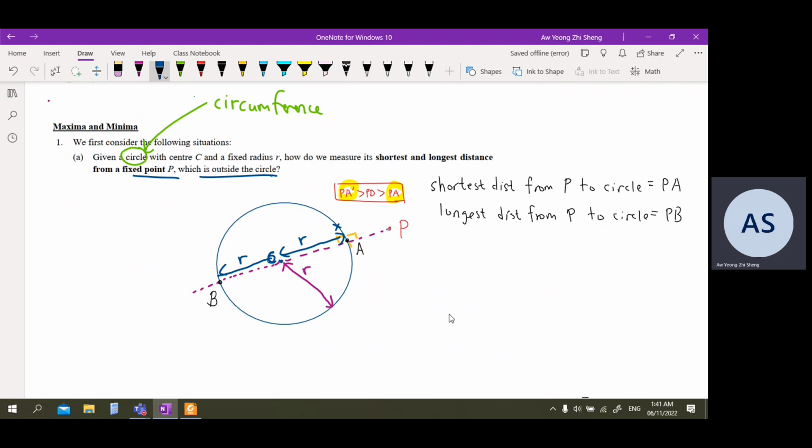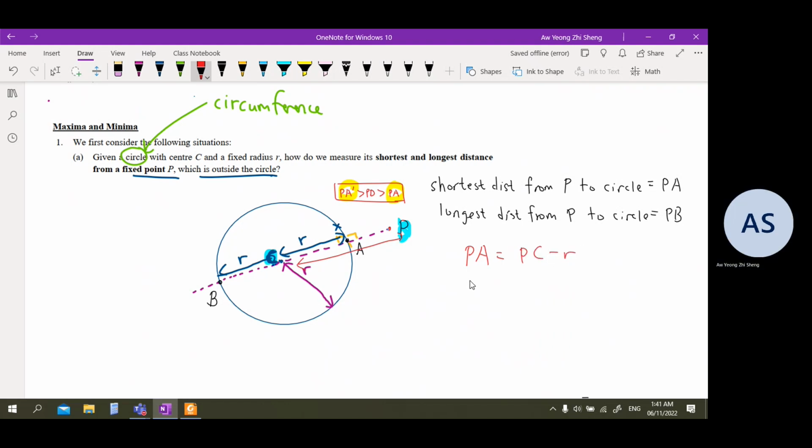So usually, the center of the circle would be known. Point C would be a known coordinate. Point P is usually a given point with known coordinates. So the distance PC will be easy to find just by using the coordinates of P and C. Right? So to find PA, you just need to take PC minus radius.